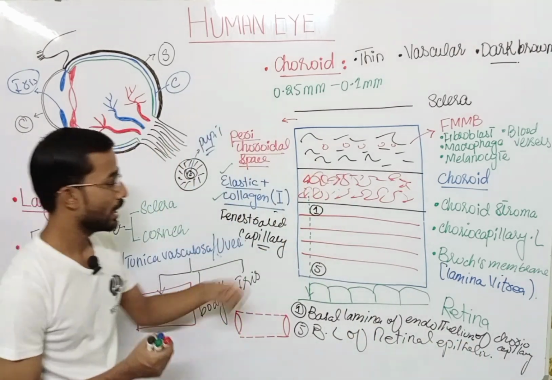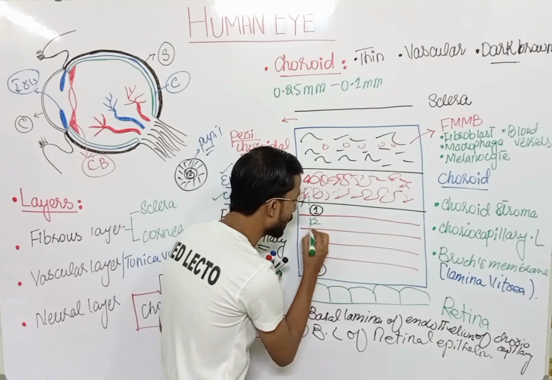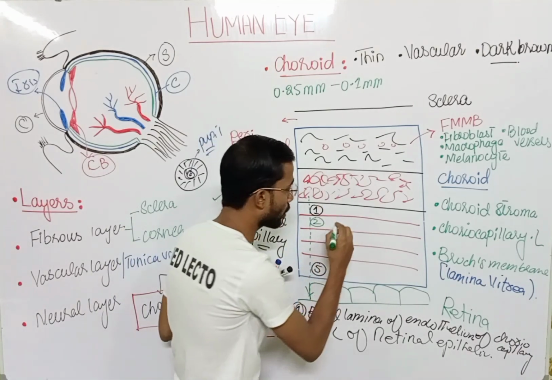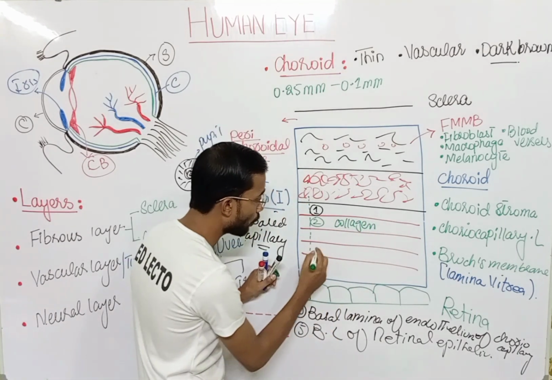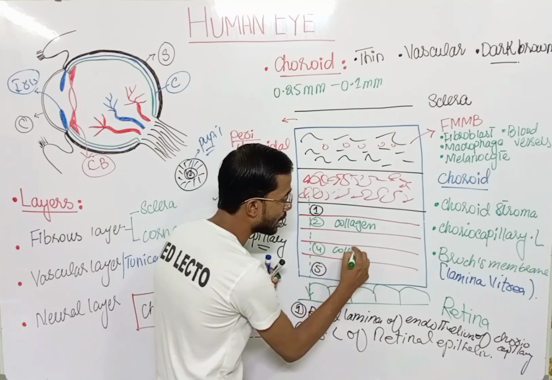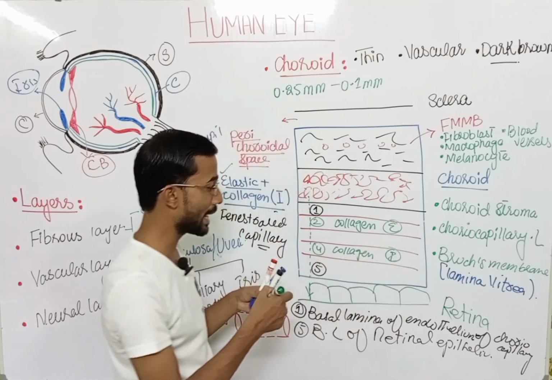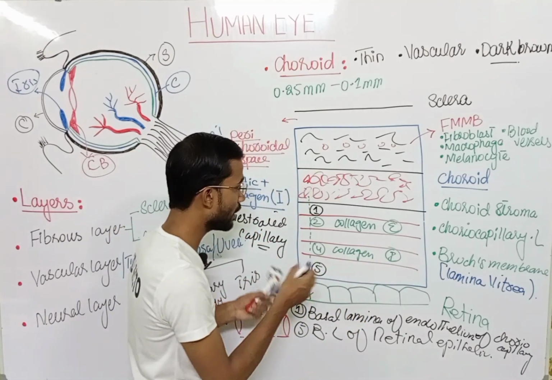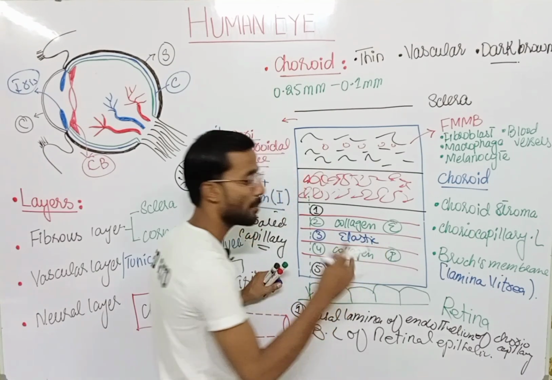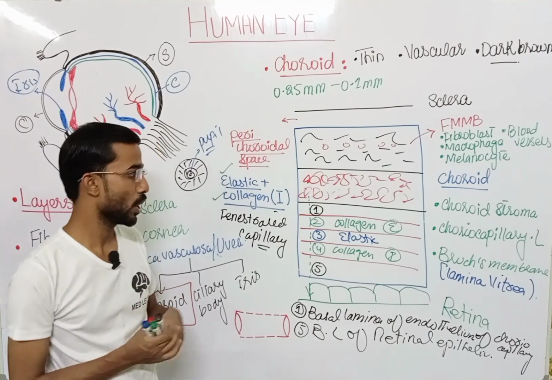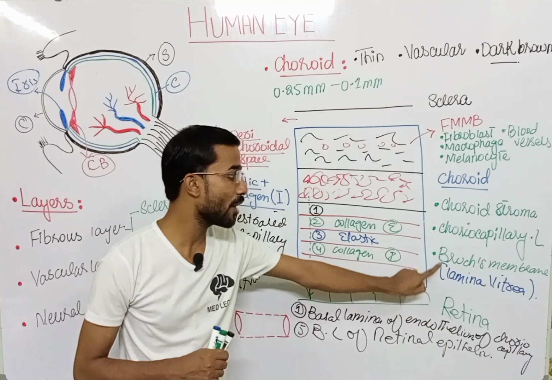Okay. And the second one will be this layer, the external collagen layer. And the fourth one will be the internal collagen layer. This is the external, this is the internal. And at the center will be the elastic layer, and you will see the mesh of elastic fiber in this layer. So here are basically the 5 components of the Bruch membrane, or lamina vitrea.